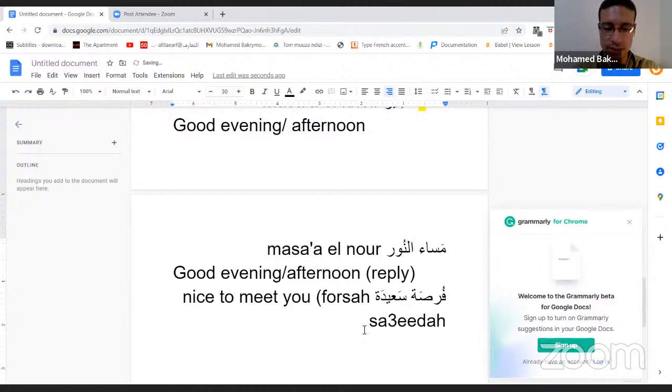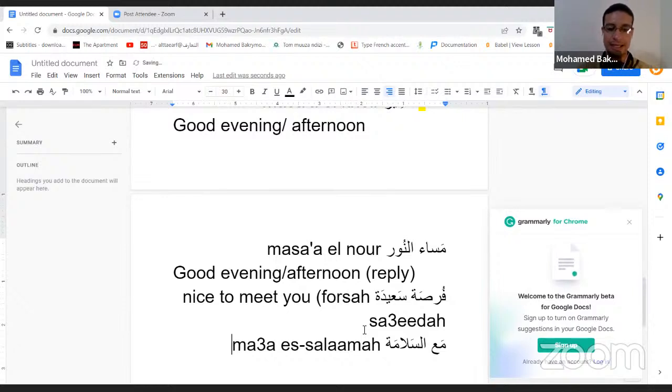The next one is مع السلامة. By the way, when the letter sin, s, is following L, the lam, the L sound is not pronounced. So it's pronounced more like مع السلامة. It's pronounced like this. So مع السلامة, it means goodbye.